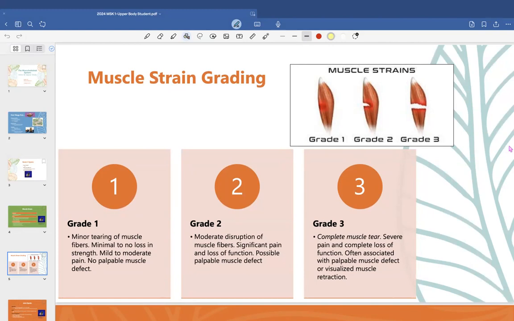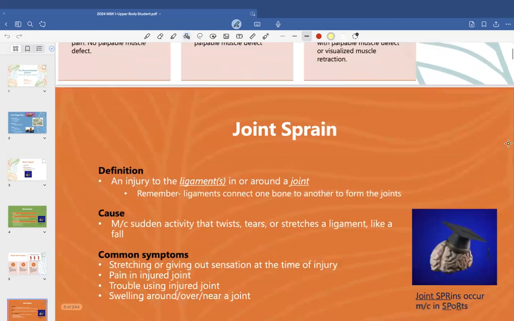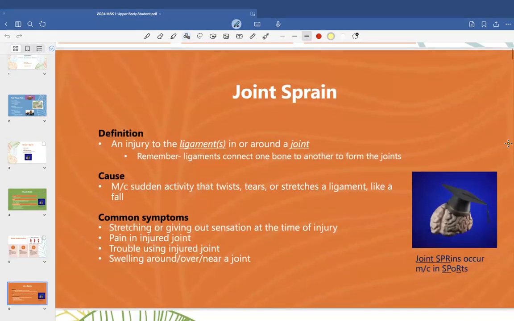Muscle strains. As we get into joint sprains, right? Joint sprains with the arm, maybe those happen more in sports. So that's kind of how I remember it. I don't care how you remember it, as long as you do. But that's really an injury to the ligament or ligaments around a joint. So ligaments, if you remember 101, they connect one bone to the other. So a tendon is muscle to bone, ligament is bone to bone. That's kind of how we form joints.